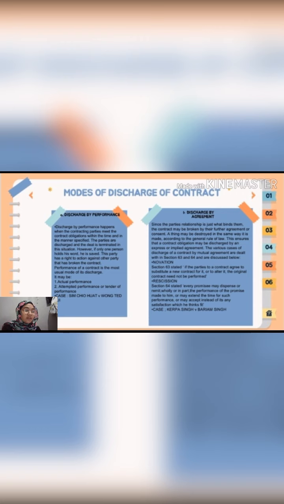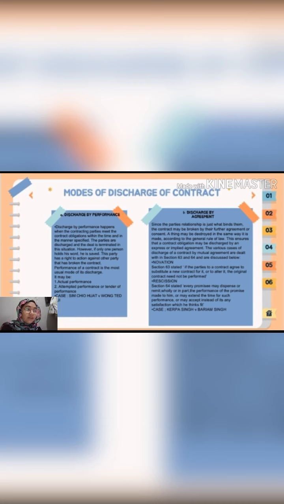The relevant case for this is Sim Chio Pat versus Wong Tet Fui, in which the parties failed to perform it by the stipulated time. The innocent party has the right either to rescind the contract or to treat it as still subsisting. According to Section 56 subsection 2, if the time is not of the essence, the contract does not become voidable, but the promisee is entitled to compensation for any loss he suffered.